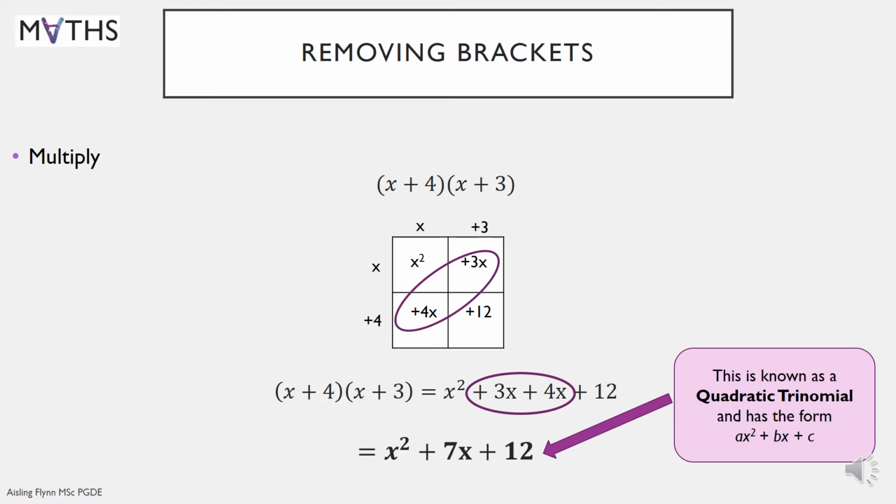Okay, this is known as a quadratic trinomial. Quadratic means it has a variable to the power of 2, like x squared. And trinomial means that it has 3 parts to it. So starting with the highest power of x, x squared, then just regular x, or x to the power of 1, and then no x, or x to the power of 0.